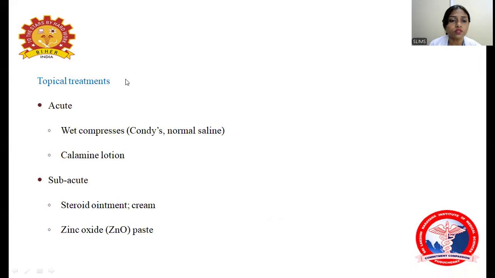Coming to the topical treatments of eczemas, during the acute stage where there is itching and oozing, compresses can be given. Condy's lotion or saline compresses can be given. Burow's solution can also be applied. Calamine lotion can be applied, which acts as a hygroscopic agent, absorbs the exudate and makes the lesion dry. For subacute cases, ointments can be given. Steroid ointments or creams can be given. Zinc oxide can also be given.